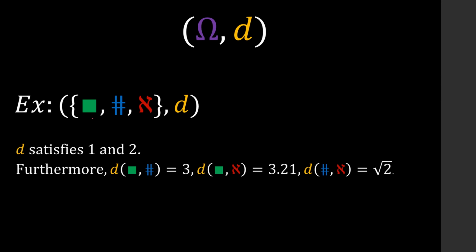So the distance between these two we'll put as 3. The distance between these two will be root 2. And the distance between these two will be 3.21. Okay? And you'll note that it satisfies the triangle inequality. So if I add 3 plus root 2, well, root 2 is at least bigger than 1. So 3 plus some number bigger than 1 is definitely bigger than 3.21.